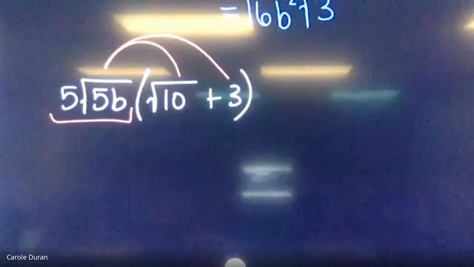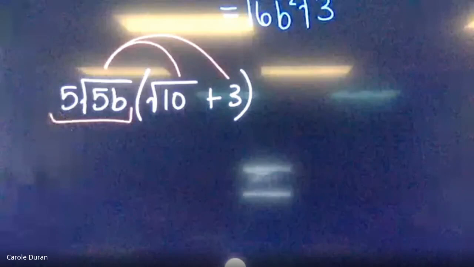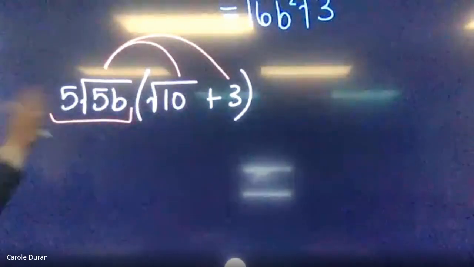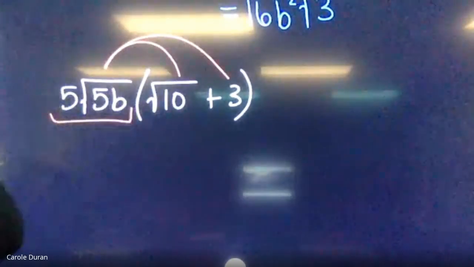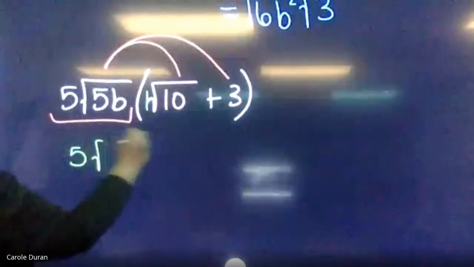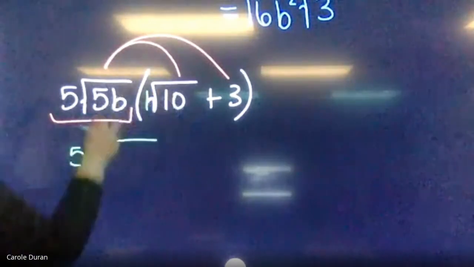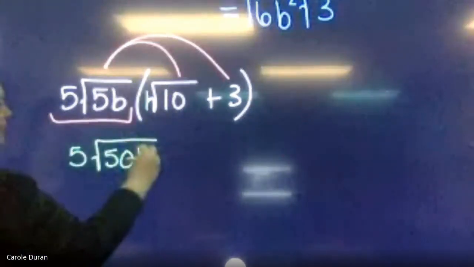No, like everything. Yeah, okay. So we're going to start with 5 times the square root of 5b times the square root of 10, sorry. I multiply the coefficients together first. This is 5, that's a 1. 5 times 1 is 5. Then I multiply what's under the radicals, so 5b times 10 becomes 50b.